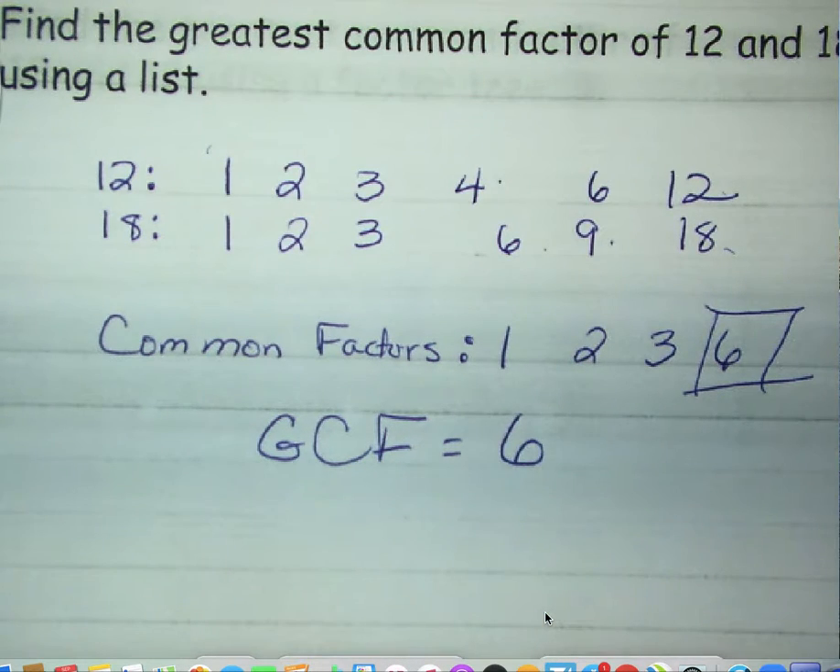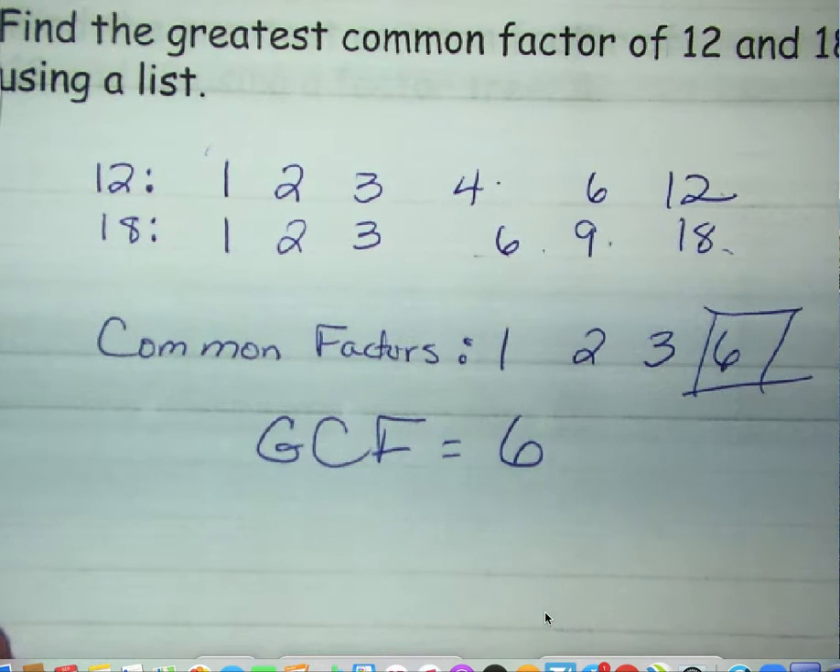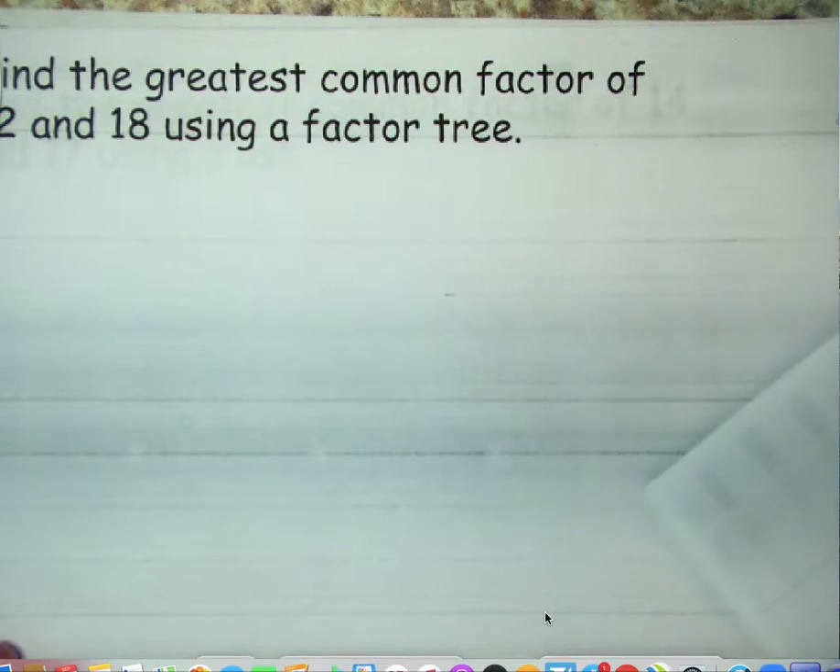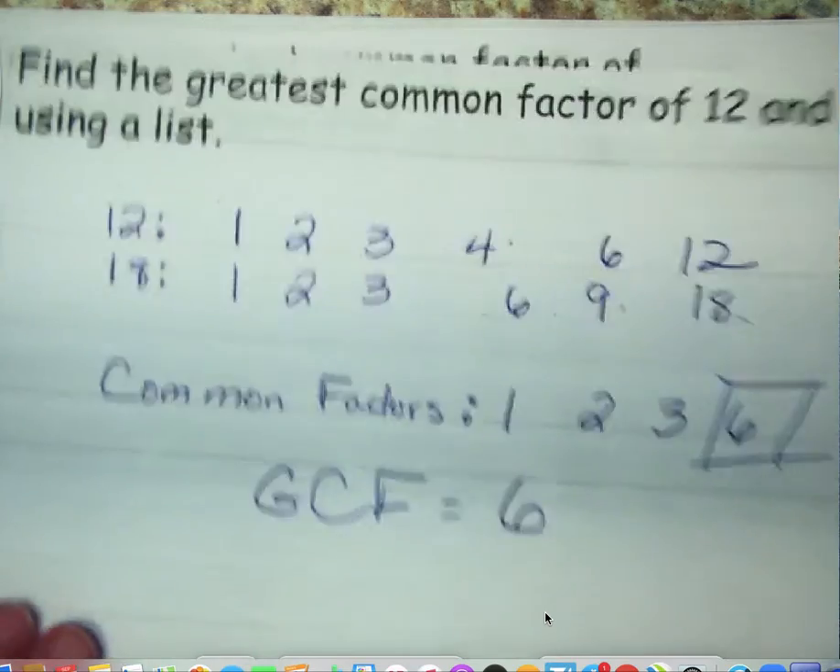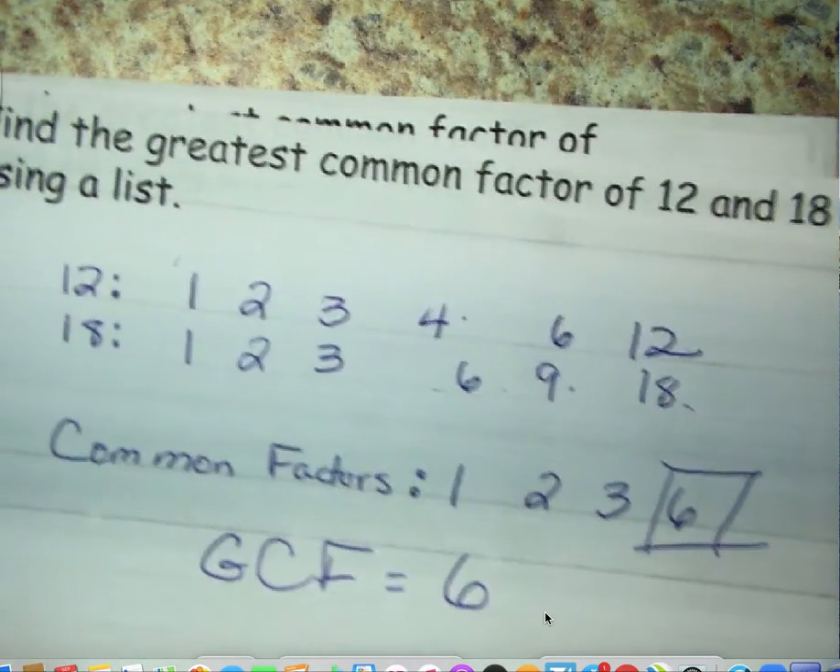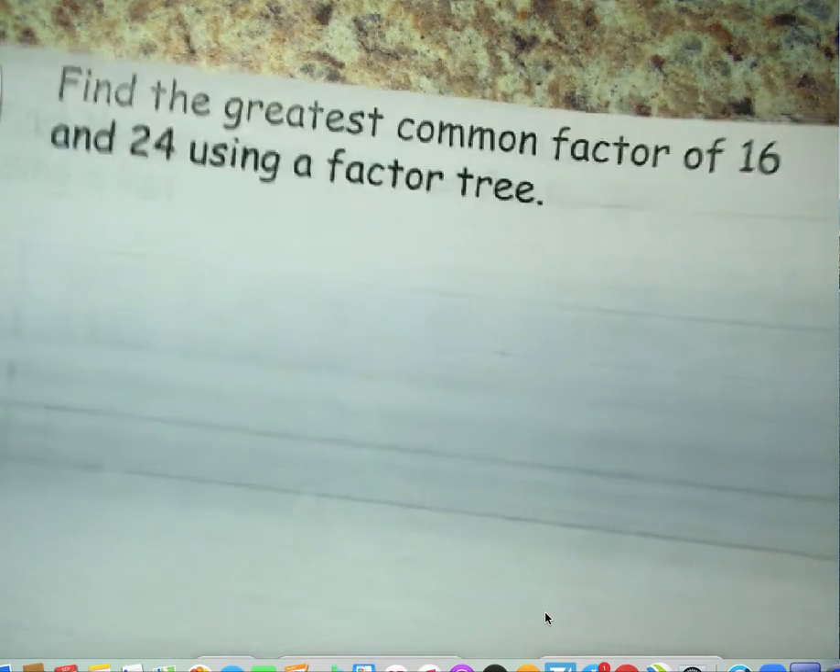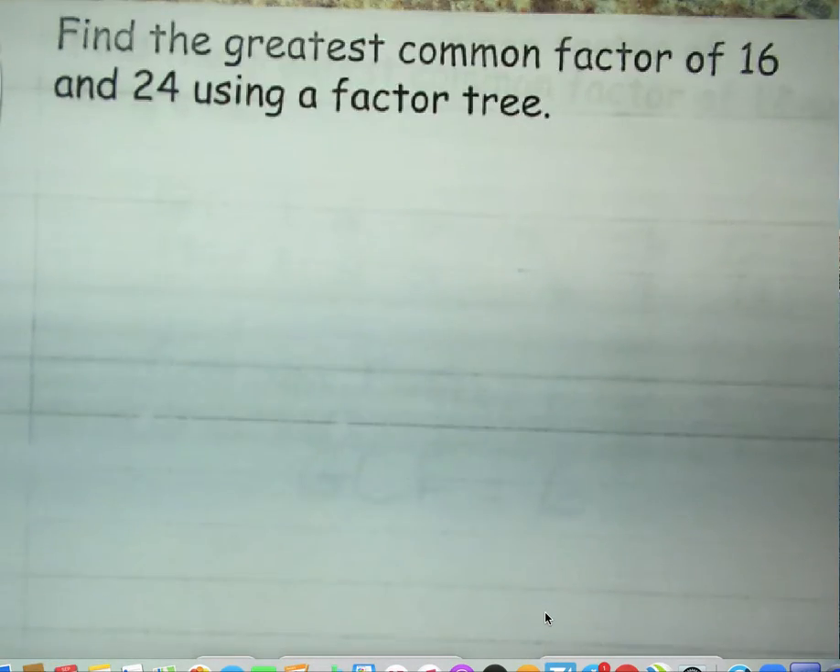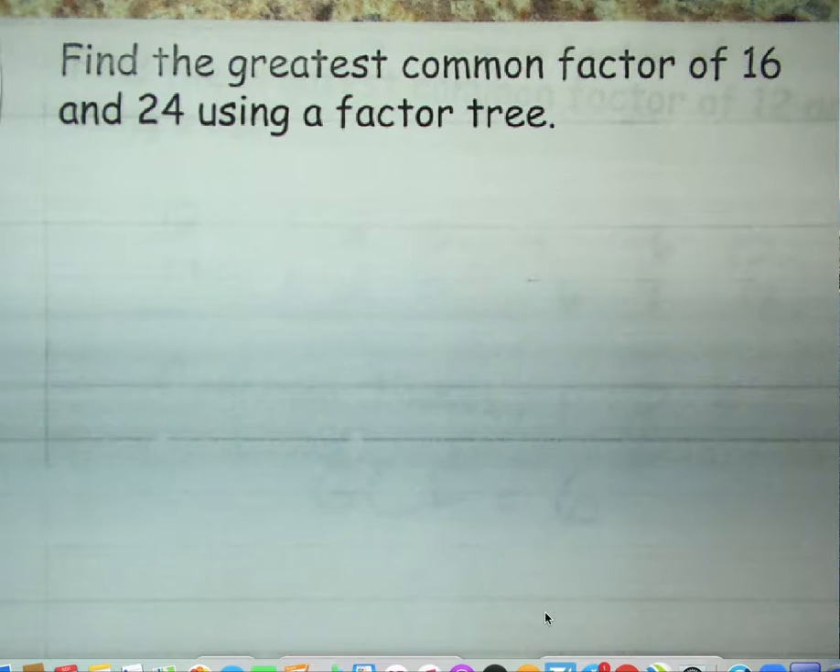Greatest common factor is 6, which is exactly what I found out it was when I did this using another method on Tuesday. Okay? All right. Okay, now, let's go back. I didn't look at my slide very well.